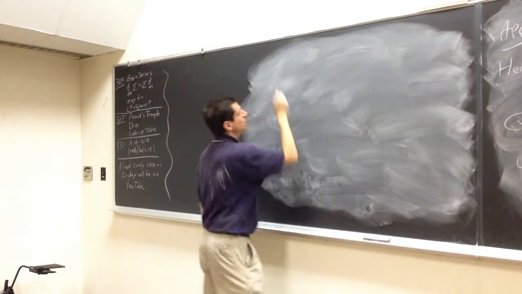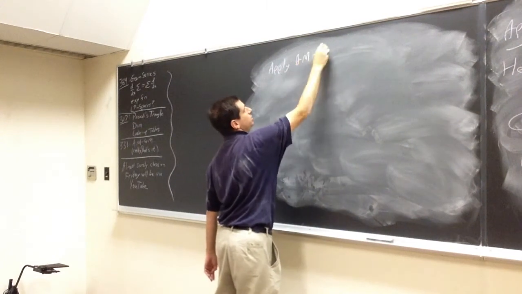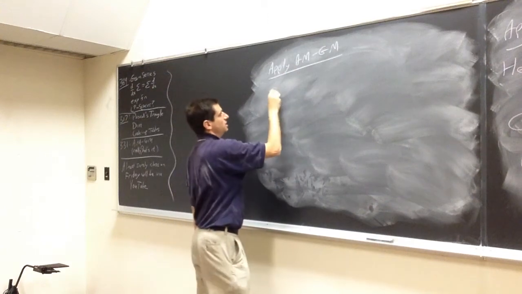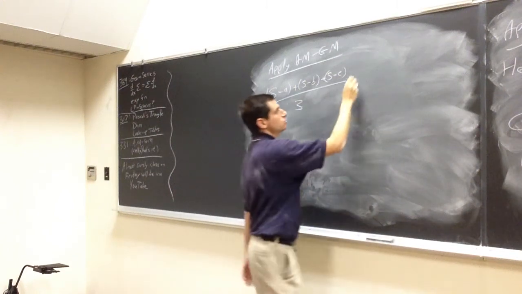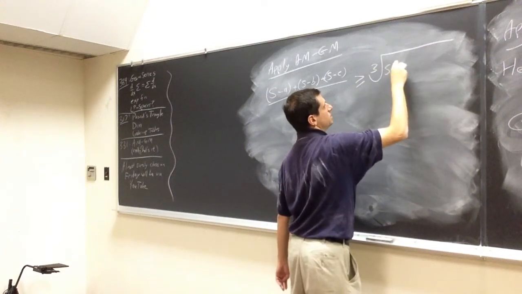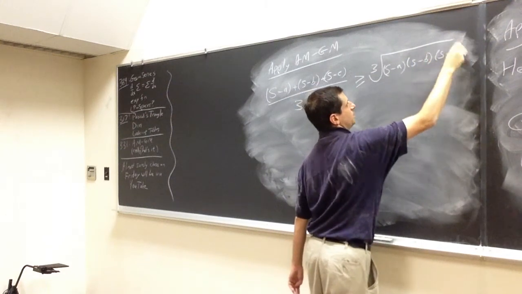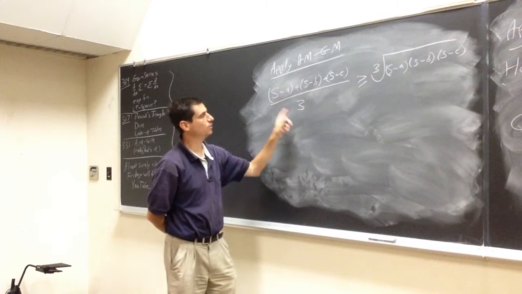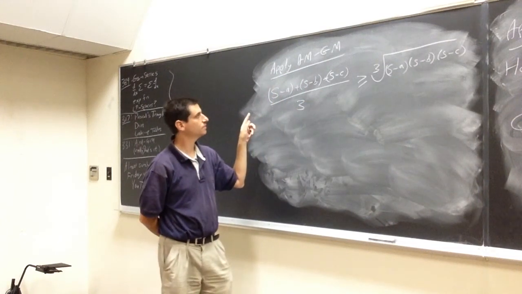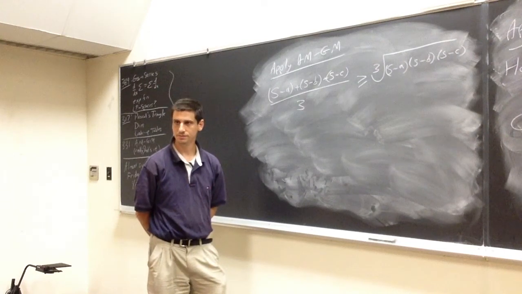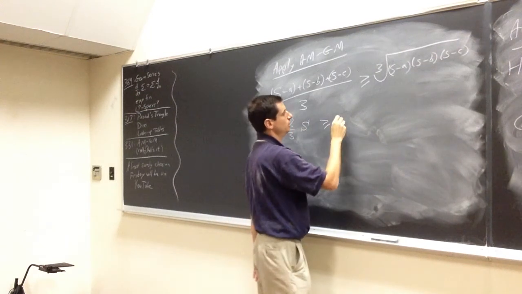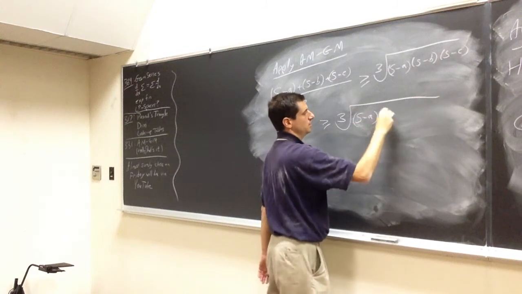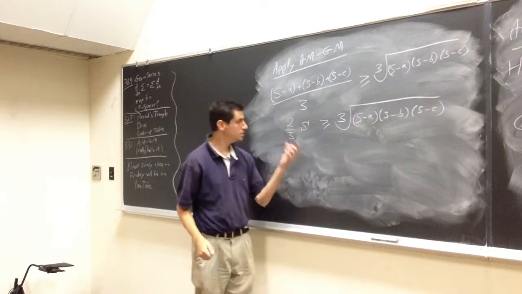So now, if we apply the arithmetic mean, geometric mean, we get s minus A plus s minus B plus s minus C divided by 3 is greater than or equal to the cube root of s minus A, s minus B, s minus C. What is the right-hand side? What is the left-hand side equal? Yes, it's just 2/3 s is greater than or equal to the cube root of s minus A, s minus B, s minus C. And notice this is independent of the triangle.